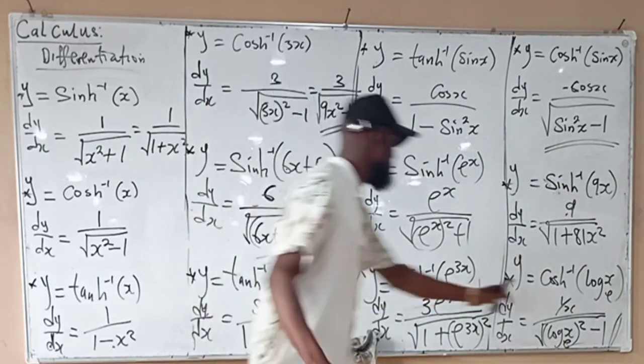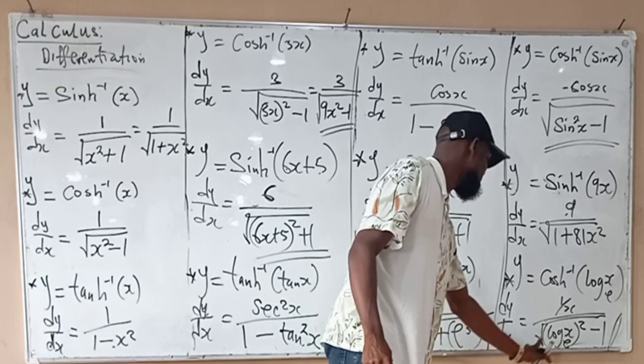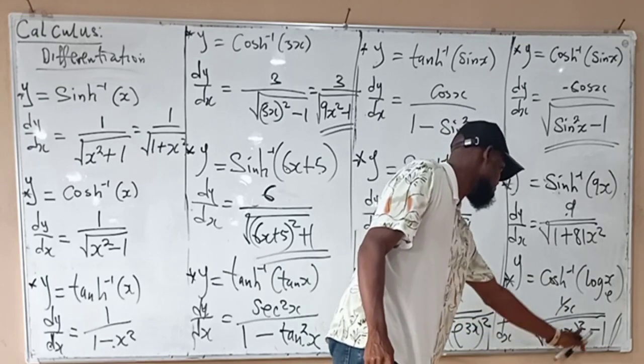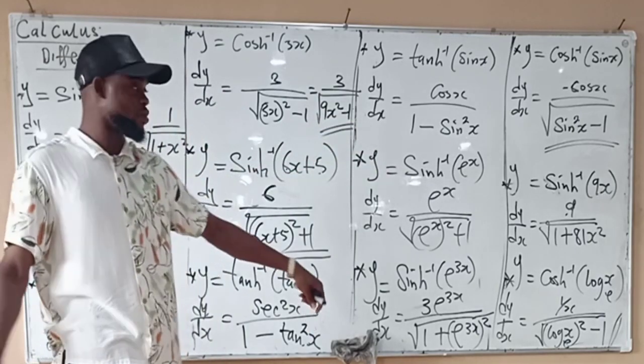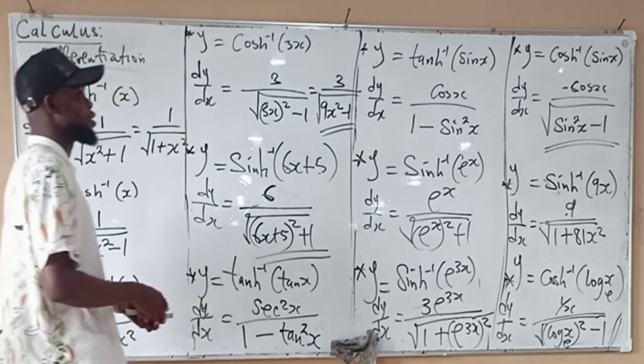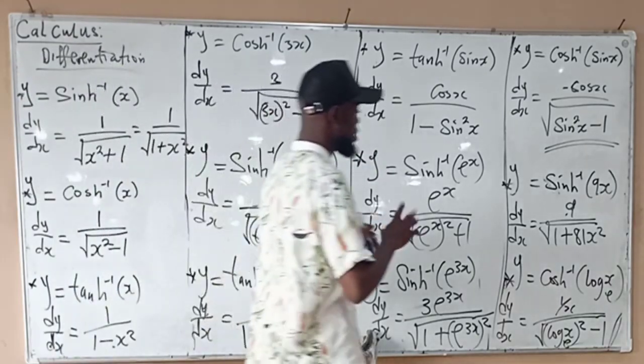Try to see if we can get this one first. So we can get this one. That will be 1 over x, the square root of log x to base e squared minus 1. Is it correct? The 1 has to come to the other side. It's still very correct. Try to see if we can do this.